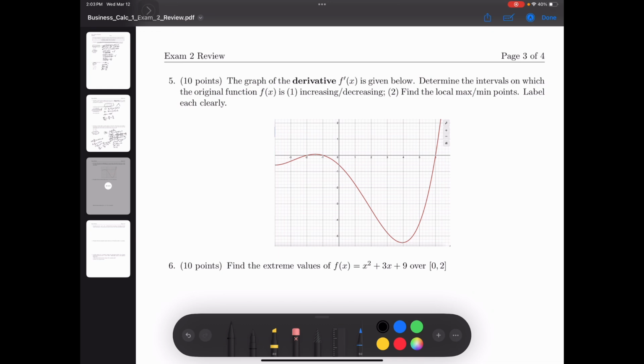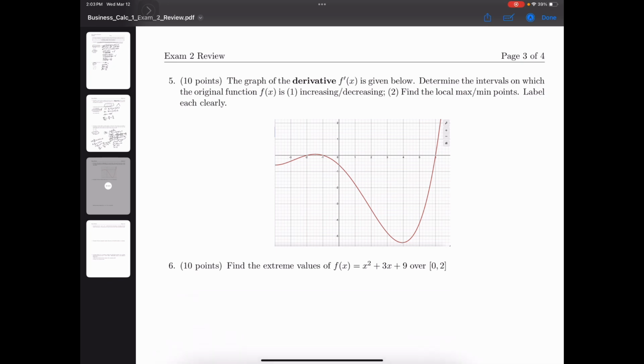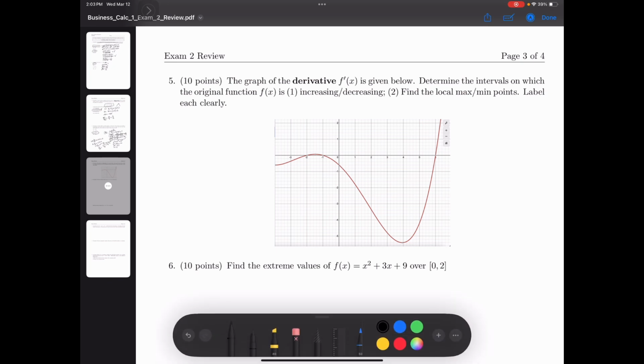Number 5 says the graph of the derivative f prime of x is given below. Determine the intervals on which the original function f of x is increasing or decreasing. Remember, f of x is increasing when the derivative is above 0 and decreasing when it's below 0. So this is going to be decreasing from negative 2 to the left. We're going to be increasing between these 2 points here. Then we're going to be decreasing through all of this until we get to here, and then we're increasing again.